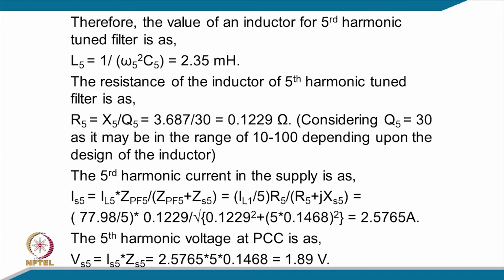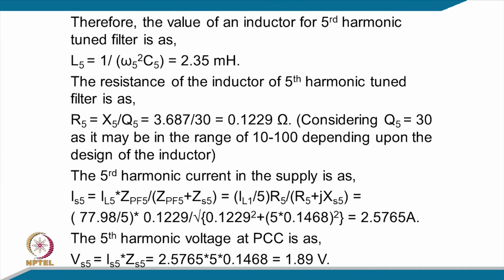tuned filter is X5 by Q5, taking a quality factor of 30. So, it comes 0.1229 ohm, and the fifth harmonic current in the supply will be IL5 ZPF upon ZPF plus ZS5. Keeping the value, it comes typically only 2.5765 ampere, and the fifth harmonic voltage drop at PCC will be IS5 into ZS5. So, it comes 1.89 volt only.